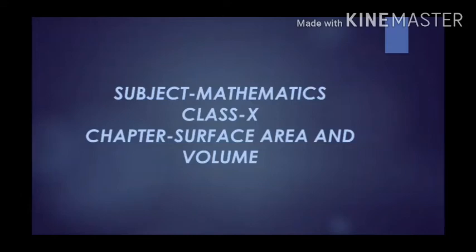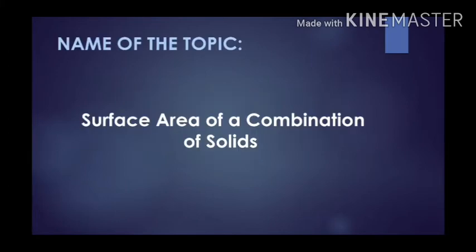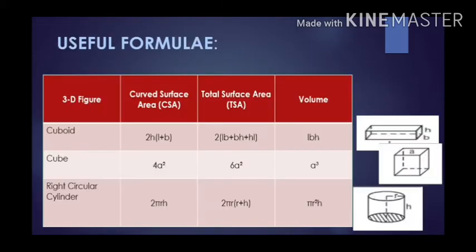Hello students, today we will start our next chapter, surface area and volume. Our today's topic is surface area of a combination of solids. In class 9 you have studied a chapter about surface area and volume, where you have studied various formulas on 3D figures such as cuboid, cube, right circular cylinder, right circular cone, sphere and hemisphere. So let us recall those formulas.